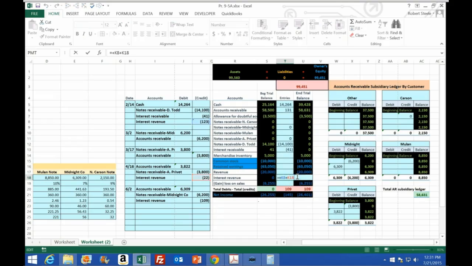It's kind of scary because we might not collect on it. We're not collecting our money. But if they do pay us, we're going to get another $109, which will increase our revenue.